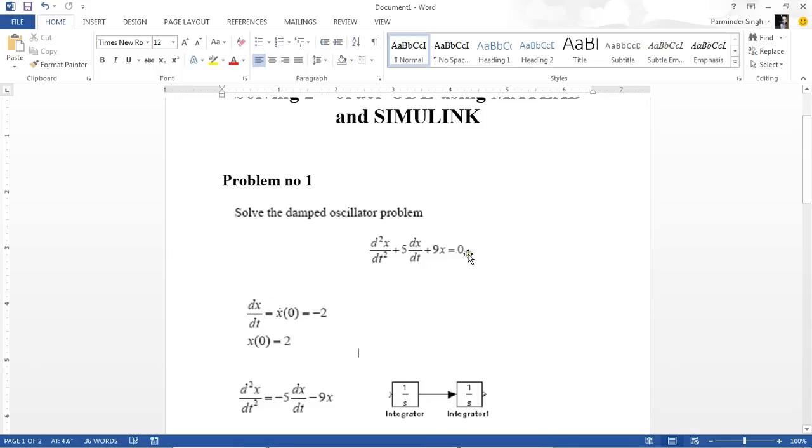Now in this the input function is 0, so we can rearrange our second order differential equation to get in terms of d square x by dt square, which is just a minus of 5 dx by dt and minus 9x. Now again the approach is same. What we'll try to do is we'll try to use this as an input in the integrator. We'll get this as the output, that is dx by dt, and then this dx by dt goes into the second integrator to get the x.